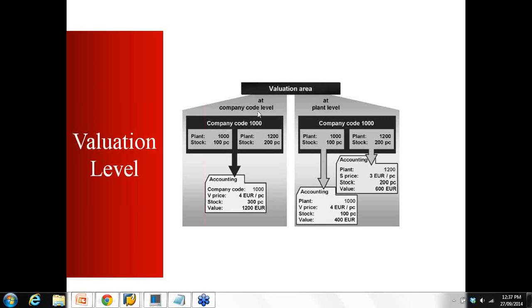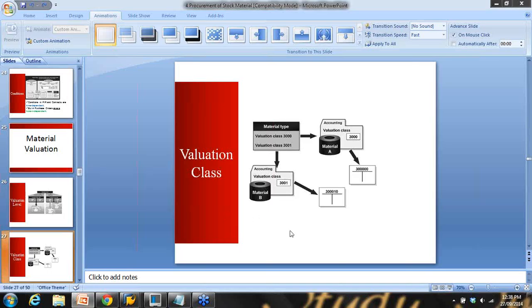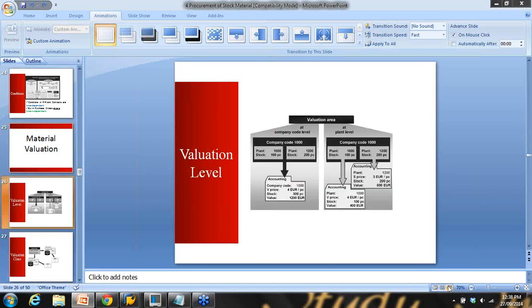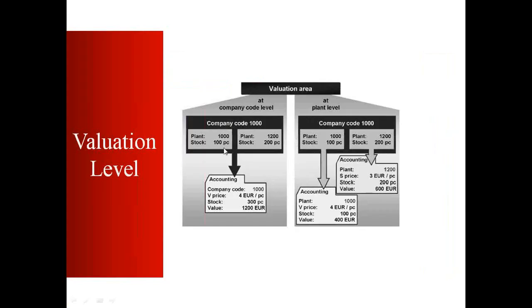If you say company code level, that means if the company code has, say, plant number 1,000 and plant number 1,200, then between all the plants, 100 pieces are in plant number 1,000 and 200 pieces are in the other plant. That means the total stock between both plants will be 300. So at company code level we'll be checking the value for 300 pieces.